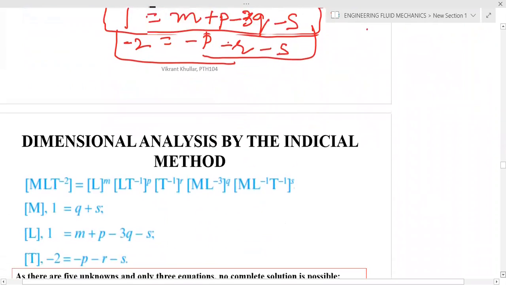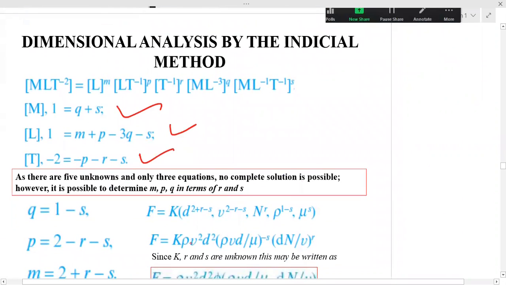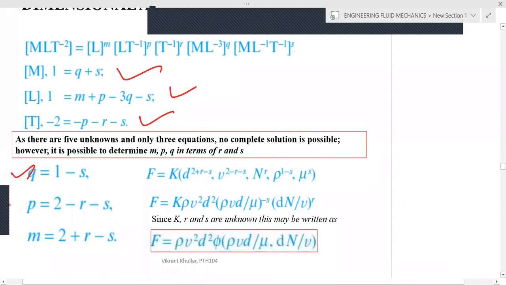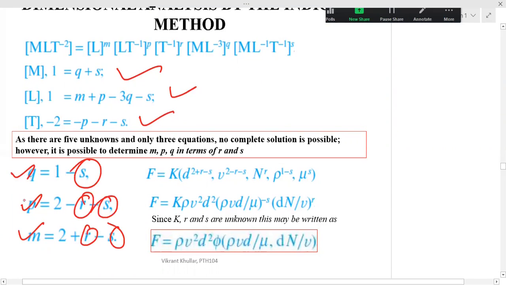So what we have done is, we are writing down certain variables in terms of the other variables. See, I'm writing down Q, P, M in terms of R and S, so that I can substitute the value of Q is equal to 1 minus S and P as this and M as this. So that I have only 2 variables. So this is what I have done here. Is that clear?